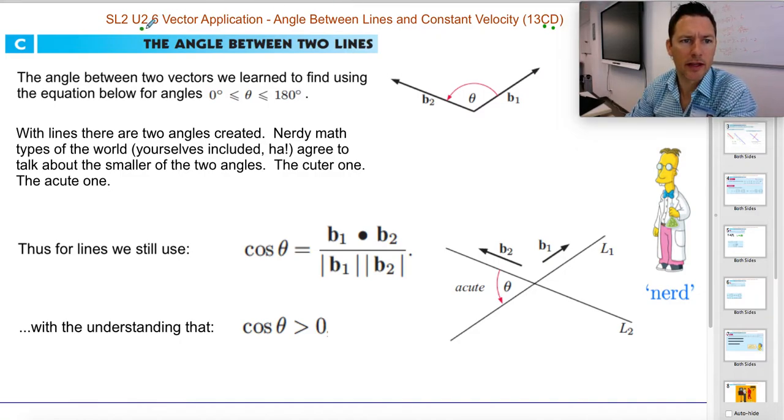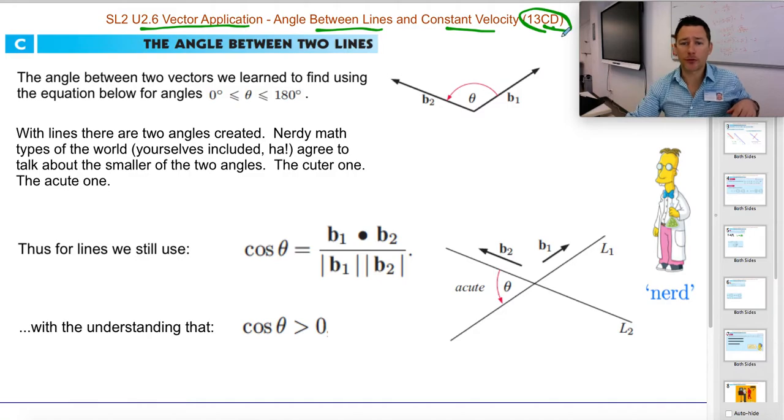Hey mathletes, we're looking at vector application, angles between lines, and constant velocity problems. It's C and D out of chapter 13.